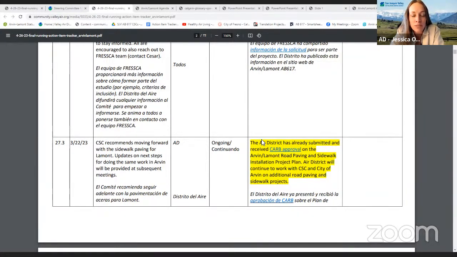One of the next steps we asked you all to work with us on, or just let you know that we needed to work on, was getting CARB approval. And we got that pretty soon after the meeting to move forward with funding these projects.